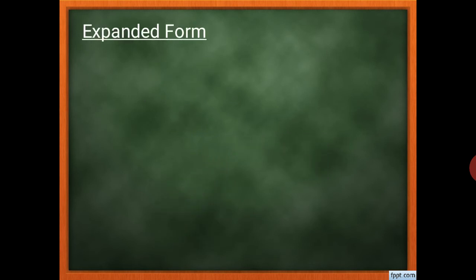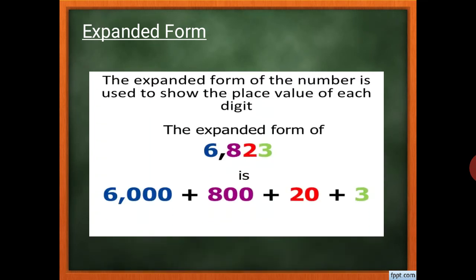Next is the expanded form. Let's see what expanded form is. The expanded form of a number is used to show the place value of each digit. So in expanded form, we just write the place value of each digit and then at last we add them all up. For example, see this question. It is 6,823. Here the place value of 3 is 3, 2 is 20, 8 is 800 and 6 is 6,000. So when added up, it becomes the expanded form of this number.